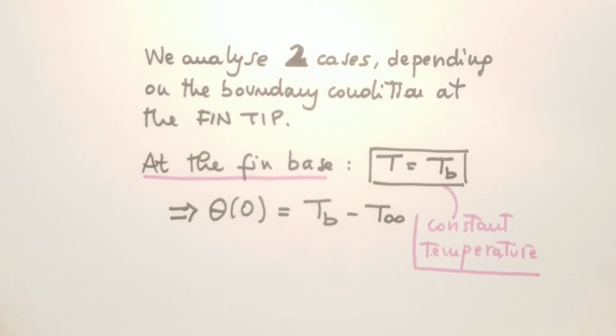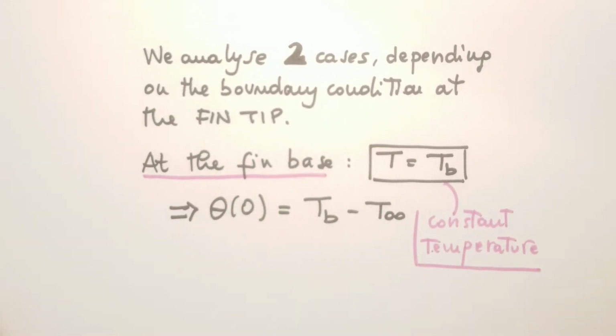So let's see what kind of boundary condition we have. We analyzed two cases, depending on the boundary condition at the fin tip. At the fin base, we always have the same boundary condition. That is, the temperature at the base is always equal to Tb. So theta of 0 at x equals 0 is Tb minus T infinity. So we maintain a constant temperature at the base.